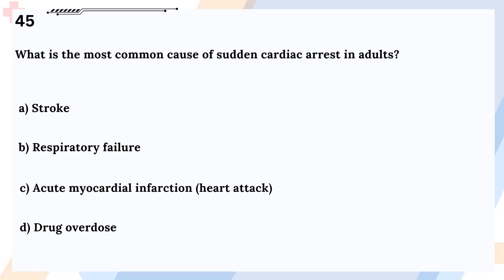Question 45. What is the most common cause of sudden cardiac arrest in adults? A. Stroke. B. Respiratory failure. C. Acute myocardial infarction, heart attack. D. Drug overdose.